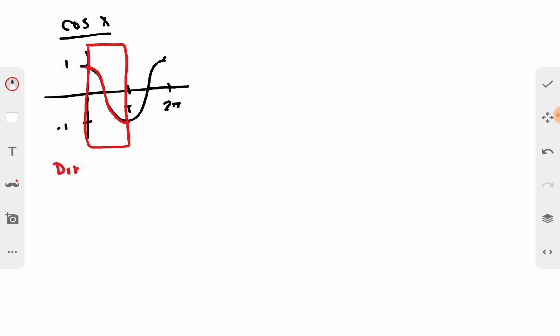So the restricted domain is going to be 0 to pi, square bracket, and the range then is negative 1 to 1 with no repeats, which is what we want. Negative 1 to 1. Okay, so again, we restrict it so that we cover all of the y values, negative 1 to positive 1, without any repeats. So that's our definition for cosine.